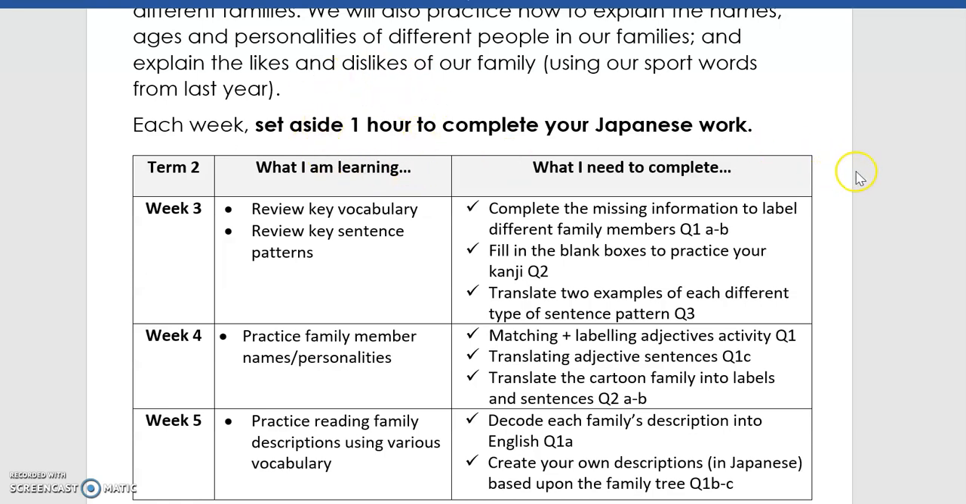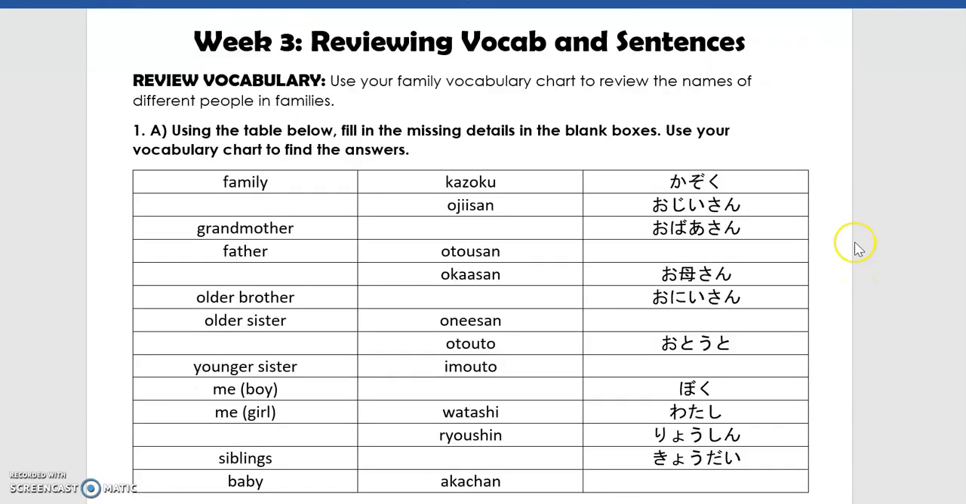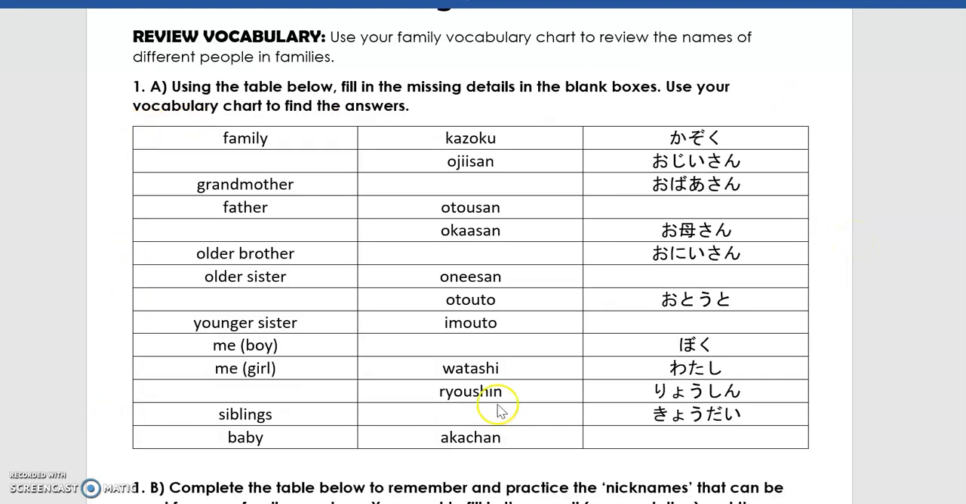So let's have a look at what we need to do for week 3, which is we're reviewing our key vocabulary and key sentence patterns about family. And we have our ticks here of activities that we need to complete. So down here in week 3, our first job is we're going to review some key words about our family members. I have given you this table here. This matches words that you'll find on your vocabulary chart. What you need to do is fill in any blanks that you find in the table.